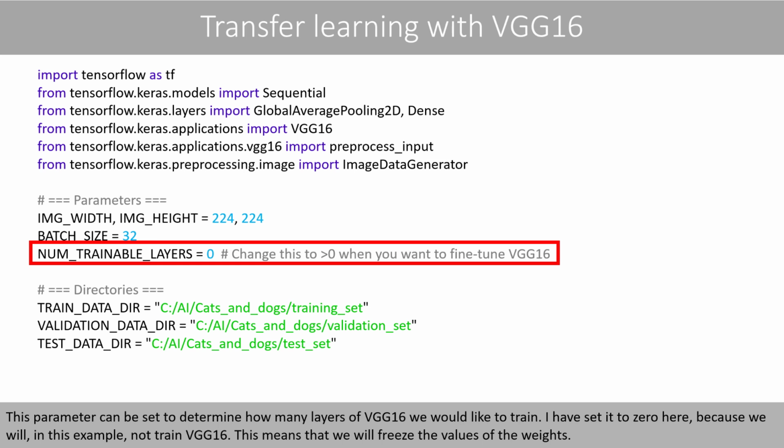This parameter can be set to determine how many layers of VGG16 that we like to train. I've here set it to 0 because we will in this example not train VGG16. This means that we will freeze the values of the weights.